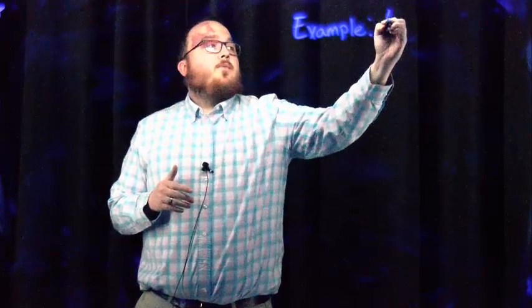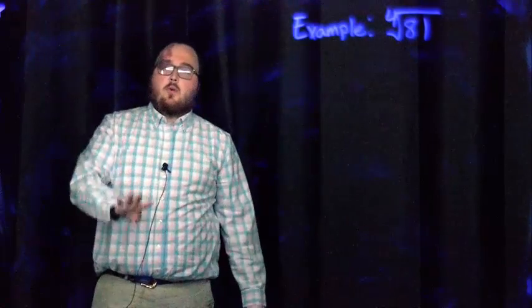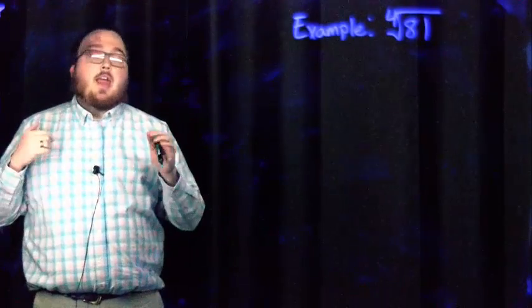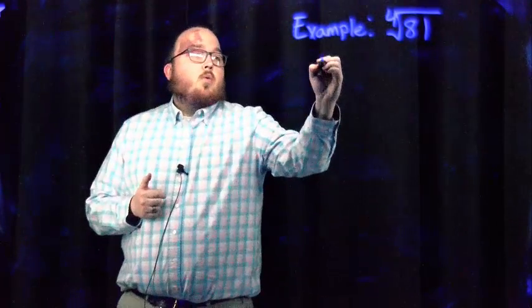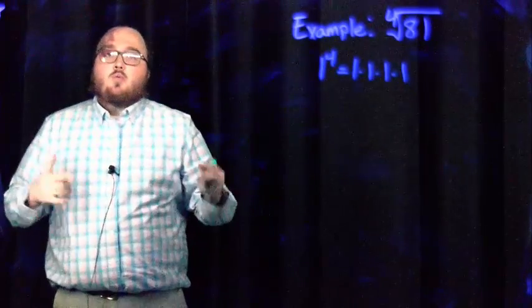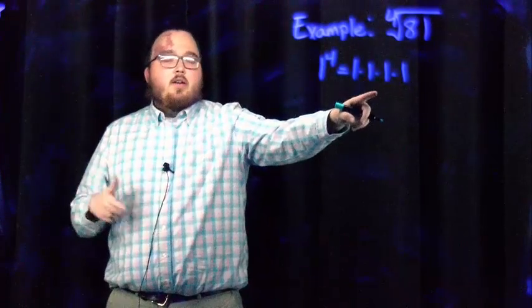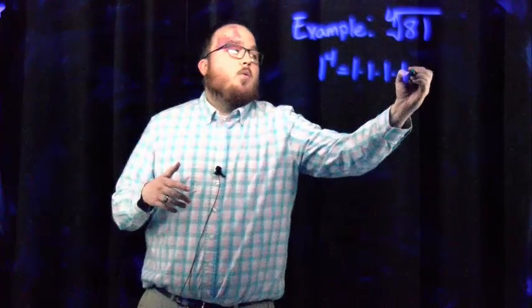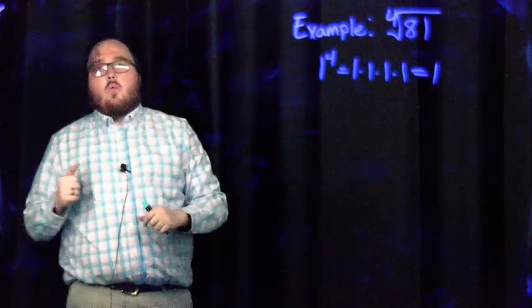Now, let's try this example: the fourth root of 81. So for this one, what I want to know is what number to the power of 4 is equal to 81. Again, let's just try stuff. Let's try 1 first. 1 to the fourth is 1 times 1 times 1 times 1. 1 times 1 is 1, times 1 again is still 1, times 1 again, still 1. 1 to the fourth is 1, so clearly we don't want 1.